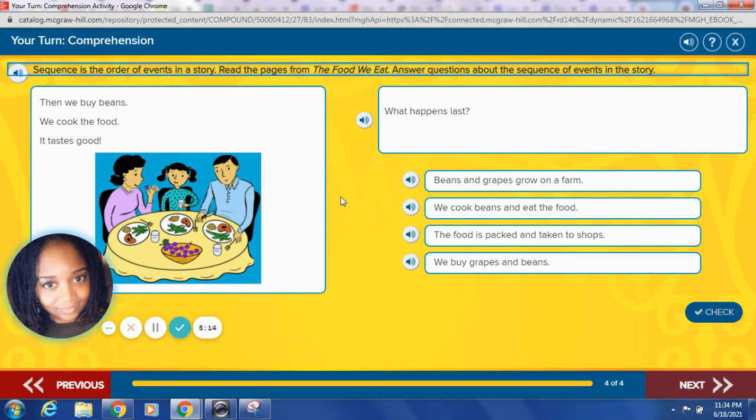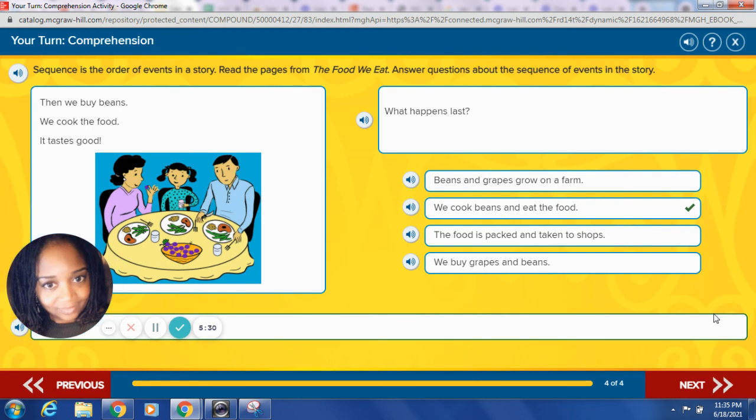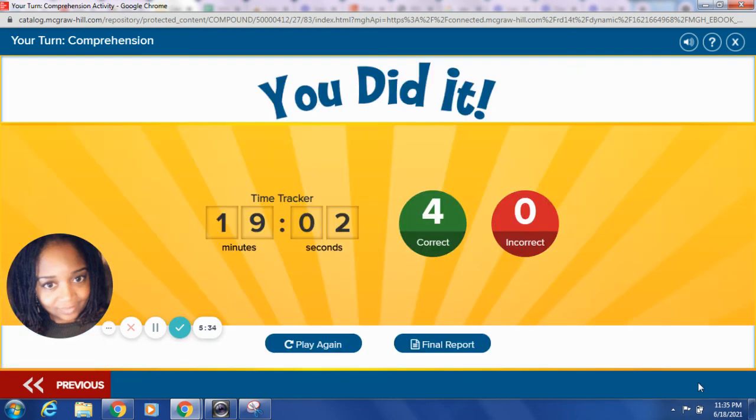Possibly. Do you think? Let's read our other ones. Remember, second choice is the best so far. The food is packed and taken to shops. We buy grapes and beans. Let's see. You said the second one? Let's try it. Hope we did it right. Great job. All right. You did it. Very good. Very good job.